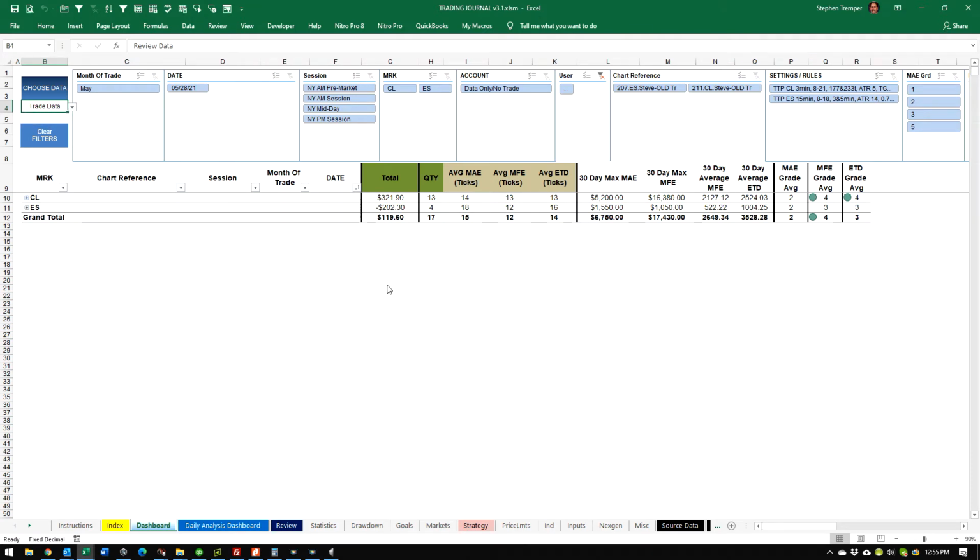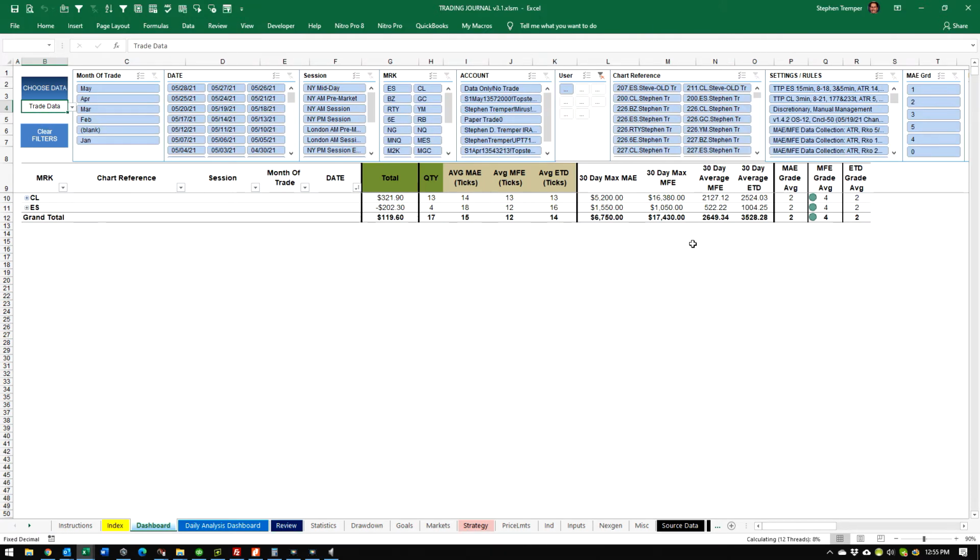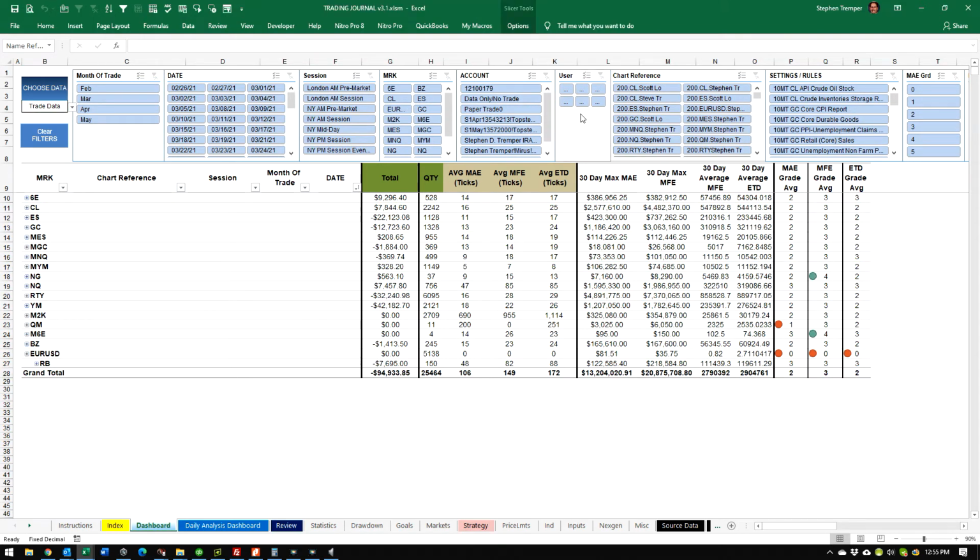This is all the data. It's going to percolate. And what I'm looking for is this one here. This is the one that I'm looking at.